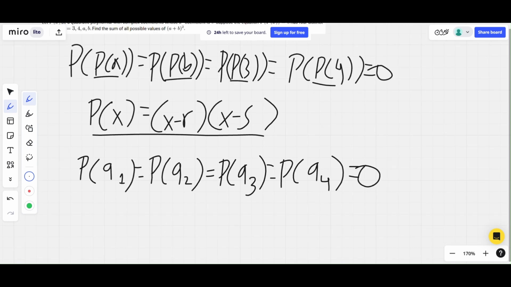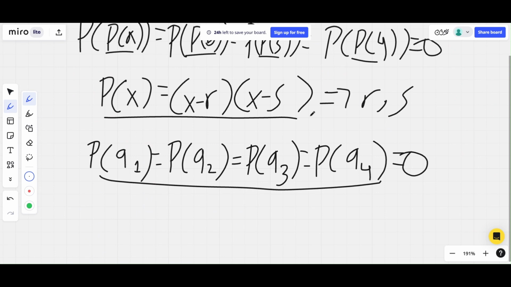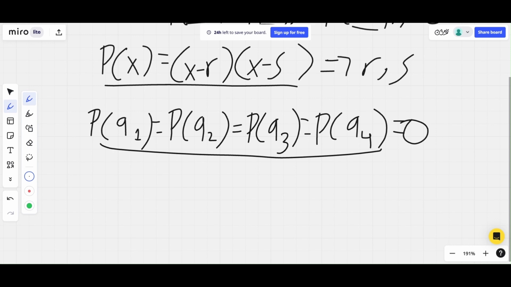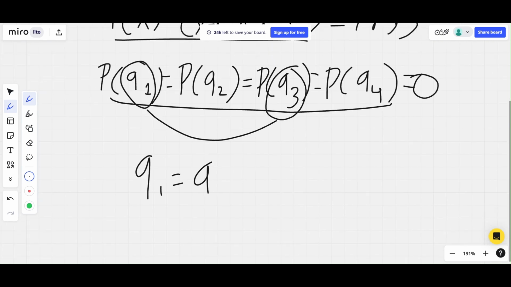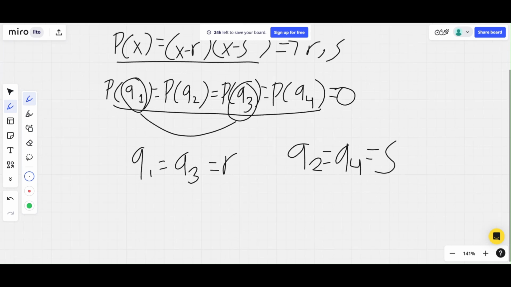We know from our definition of p of x that it has roots r and s. But if p of all of these equals 0, then q1, q2, q3, and q4 are all roots of p of x, which we can't have because p of x is a quadratic. So it can have at most 2 distinct roots. In order to have only 2 distinct roots, a pair of these has to be equal to each other. So either q1 equals q3, and that equals r or s. If we set q1 equals q3 equal to r, then our other pair would have to be equal to each other, and that equals s.